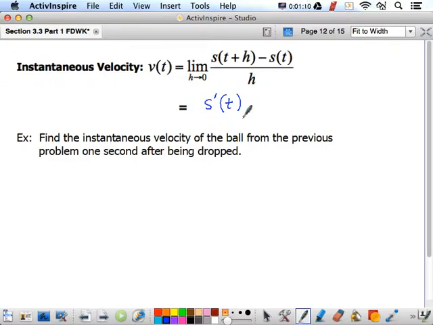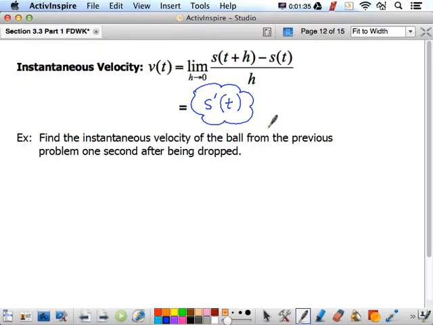So that's what instantaneous velocity is. It's really easy. You just take the derivative of the position function and substitute in the time you want to know the velocity at. Okay? All right. So one more time. How do we find the velocity of a function? Take the derivative of the position function, right? And that will give you the velocity function, and then you can substitute the time in.